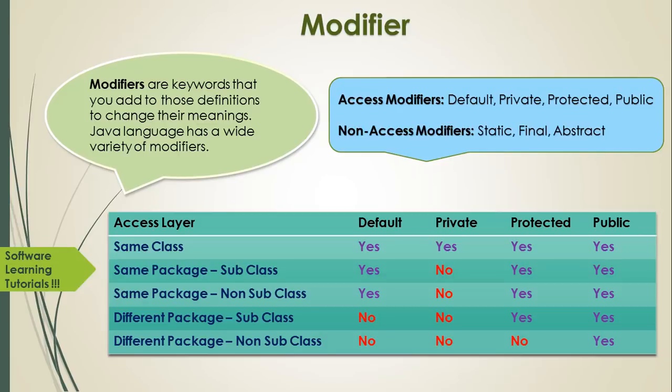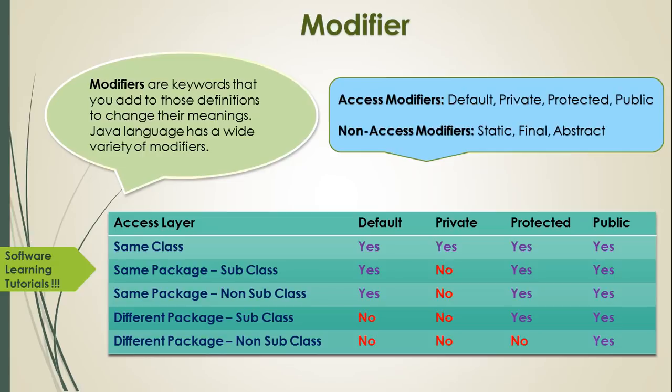So what is the default one? When no access modifier is specified for a class, method, or any data member, it will take the default one for that particular class and object. You can see on the screen how it gets access.